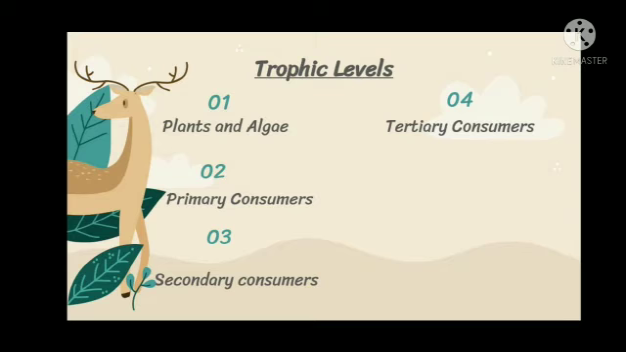Different trophic levels. The first trophic level, also known as producers, is for green plants. The second trophic level, also known as primary consumers, is for herbivore animals. The third trophic level, known as secondary consumers, is for omnivores and carnivores. And the fourth trophic level, known as tertiary consumers, is for high-level carnivores.